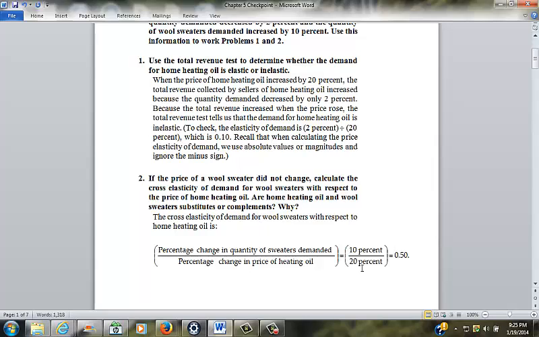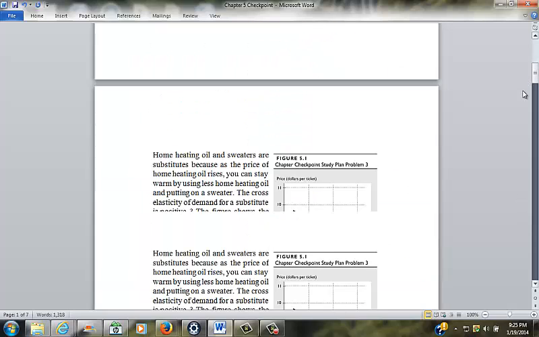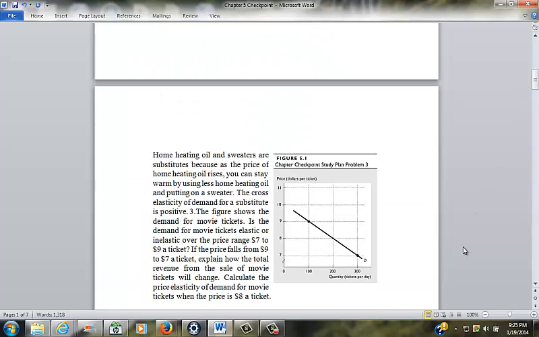If you put those numbers in there, that's 10% divided by 20%, which is 0.50. Home heating oil and sweaters are substitutes, because as the price of home heating oil rises, you can stay warm by using less home heating oil and wearing a sweater.